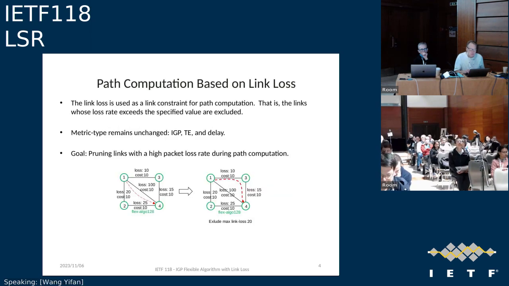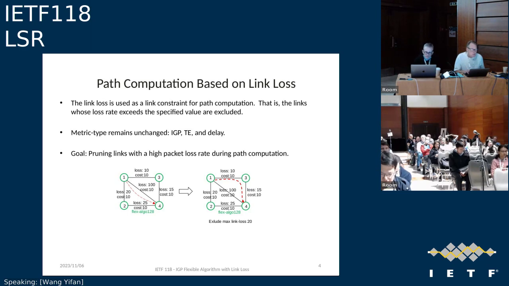So we proposed the IGP flexible algorithm path computation based on link loss. The basic idea is twofold. First, the link loss is used as a link constraint for path computation. That is, the links whose loss rate exceeds a specified value are excluded. And second, the metric type remains unchanged. We still use the IGP cost, TE cost, or delay to do the path computation. Our goal is to prune links with a high packet loss rate during path computation.